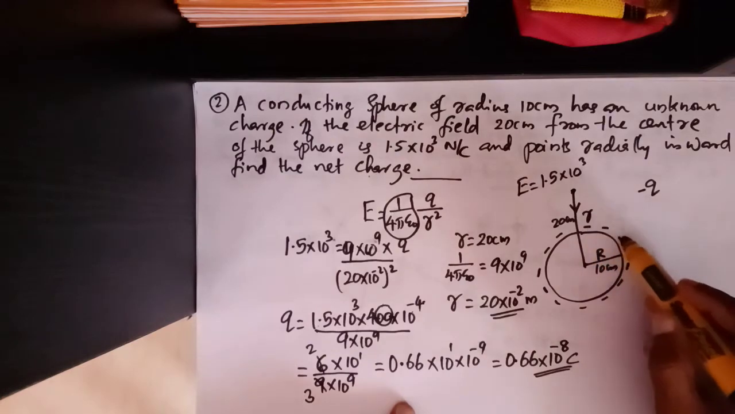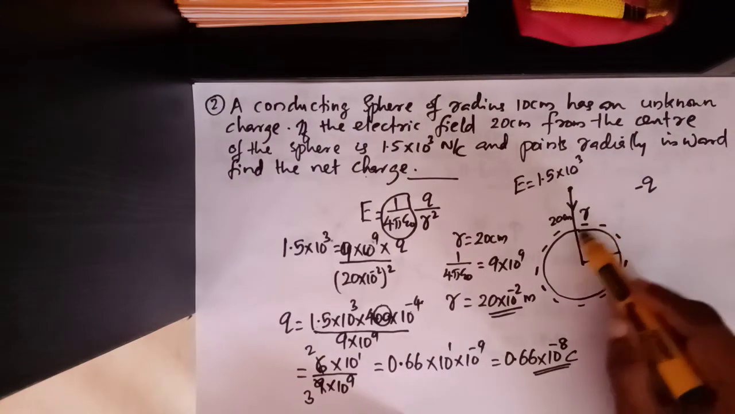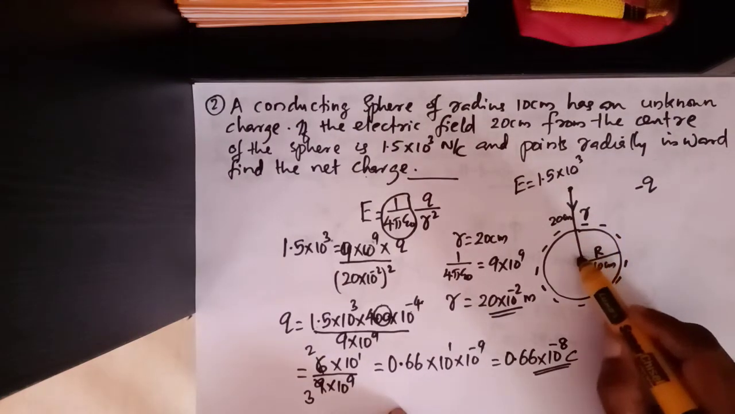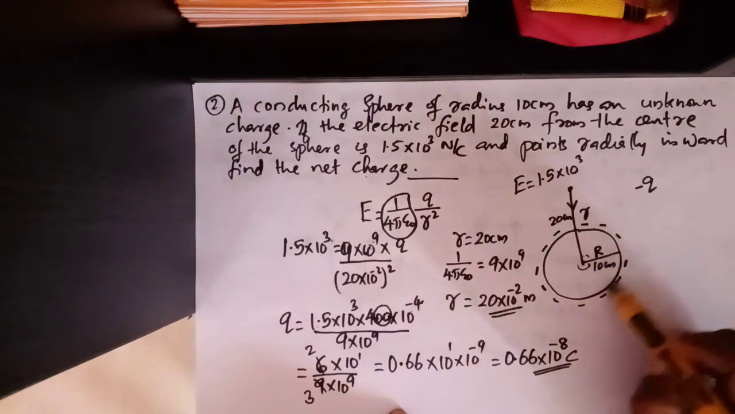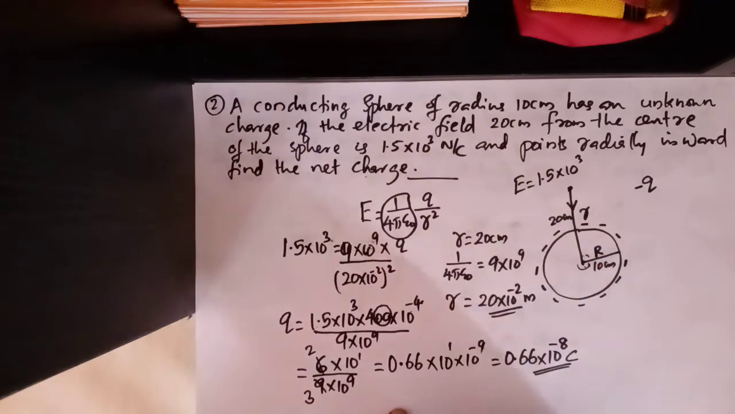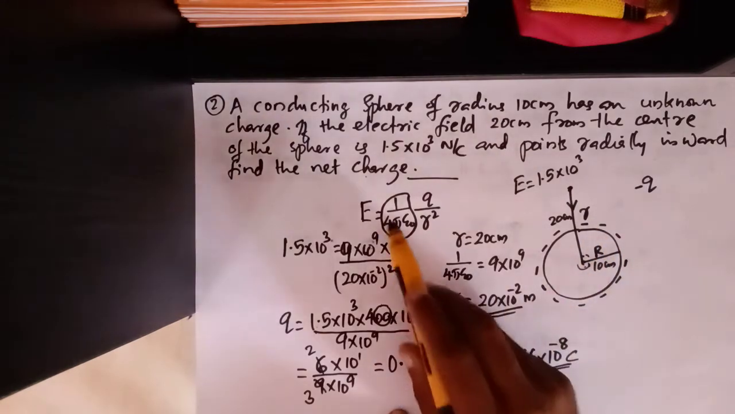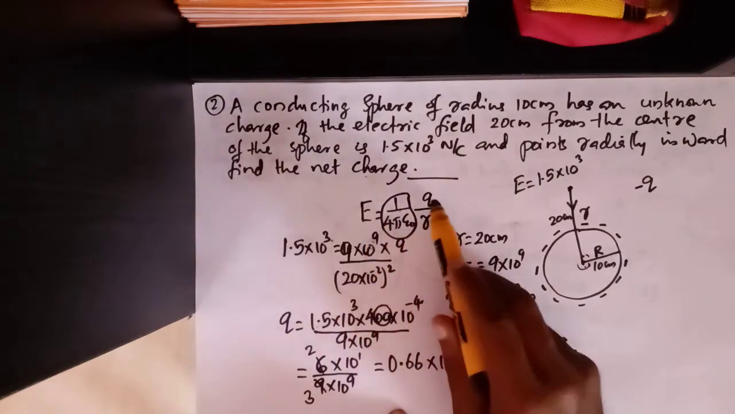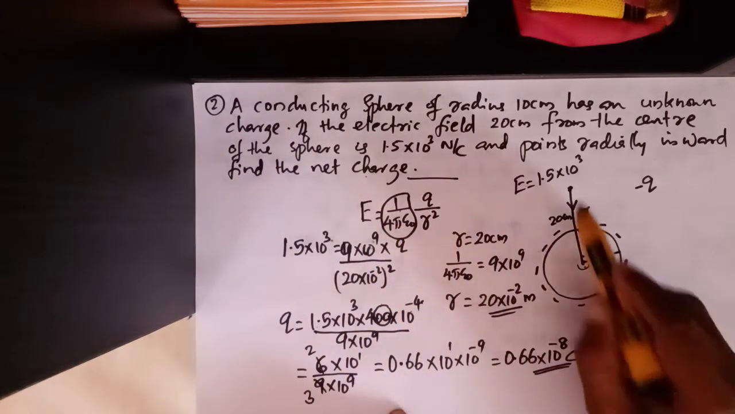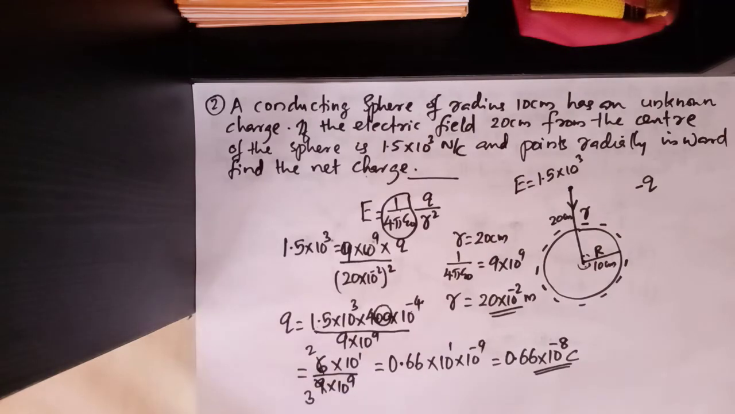So even though the charges are on the surface, we can consider it equivalent to the charges being focused at the center. So all these charges are placed at the center. In effect, we can say that all the charges are placed at the center. That's why we have the equation for electric field, 1 by 4 pi epsilon 0 q by r square. R is 20 centimeters.